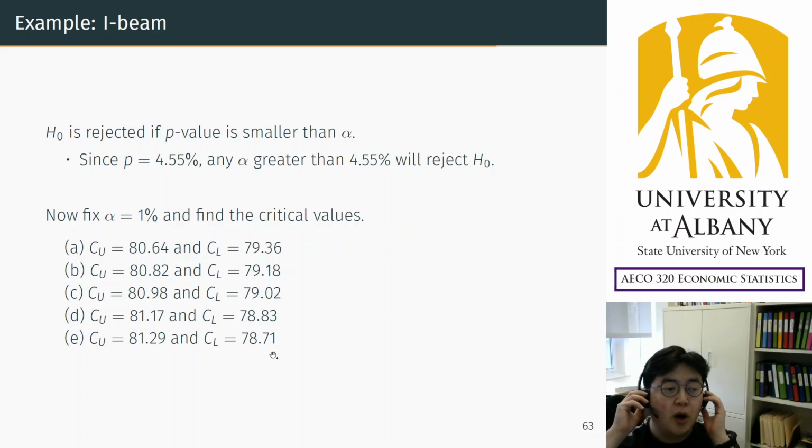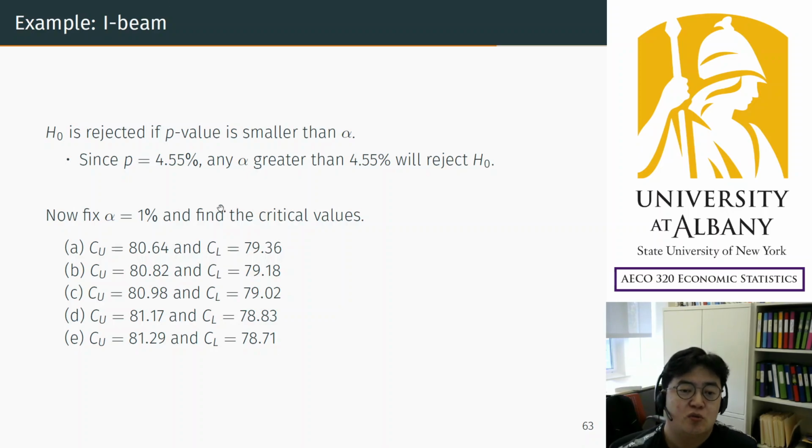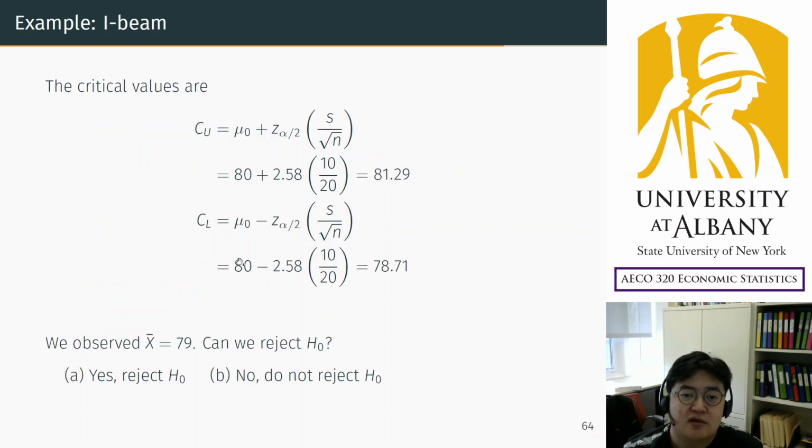Okay, so in the previous video, I gave you this question. What is the critical value for 1% significance level? Remember, the critical values are calculated this way. Around your belief, you add and subtract something, right? But this lowercase z depends on the sample, the significance level, which is 1%, which implies 2.58.